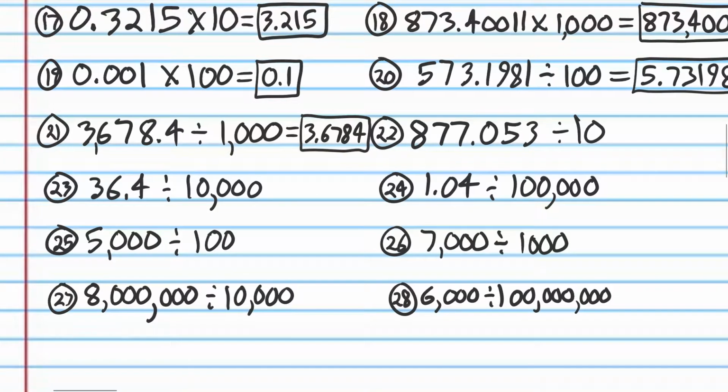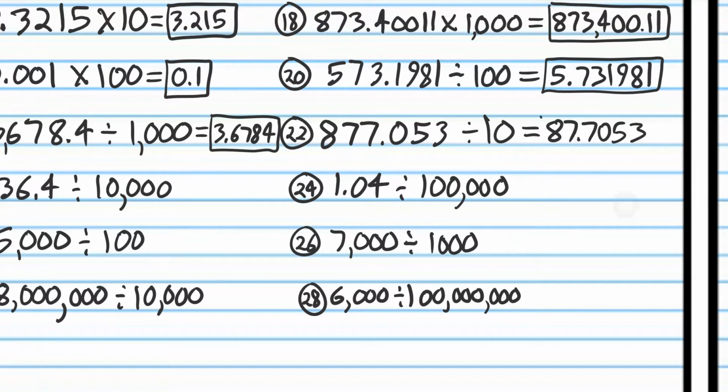All right, we're back. So we're going to move the decimal 1 place. We have 87.7053. If you got that number, good job.